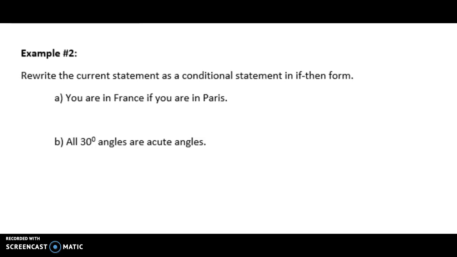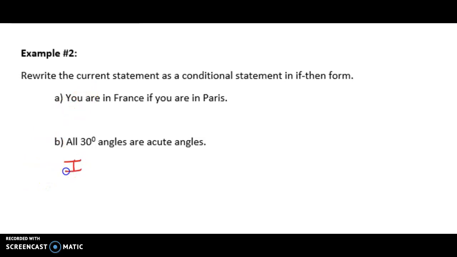All right, so let's look at example 2. It says rewrite the current statements as a conditional statement in if-then form. All right, now let's do B first just because B is easier. So it says all 30-degree angles are acute angles. Okay, that's one statement of fact, and we're basically going to separate that into two statements with an if and a then part. So think of this as two statements put together.